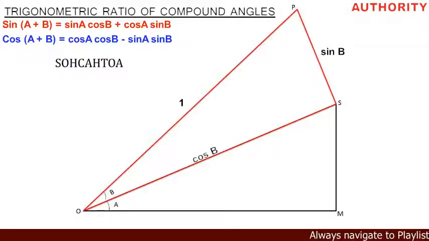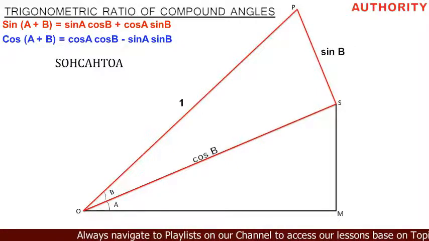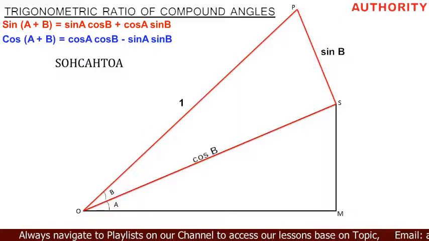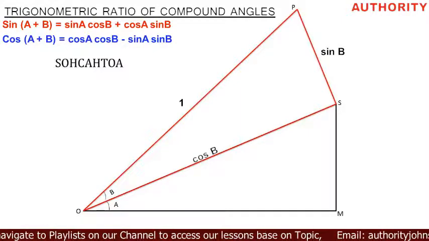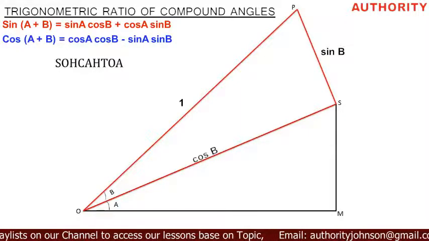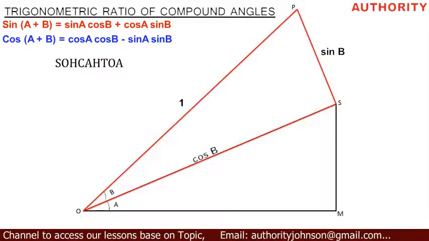We are done with triangle OPS. Now let's go to triangle OSM. In triangle OSM, we have our hypotenuse to be cos B, and then we have our angle. But we don't know our opposite, and we don't know our adjacent.